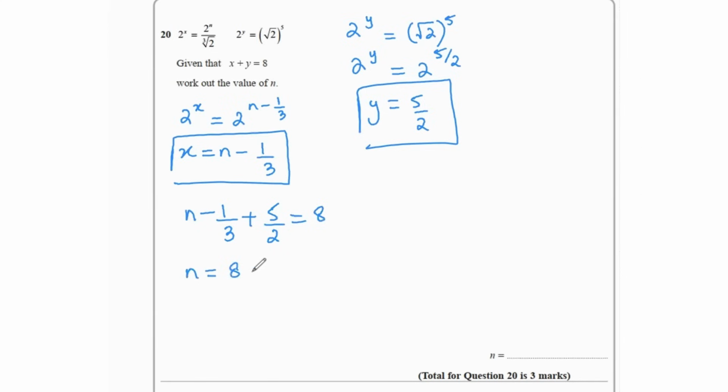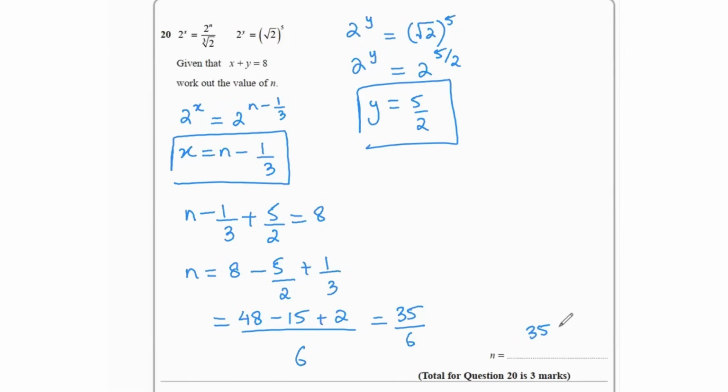Make n the subject. So that's going to be 6, 48 minus 15 plus 2. And that is going to give us 35 over 6. That is your value of n.